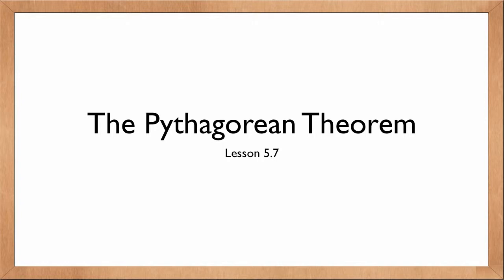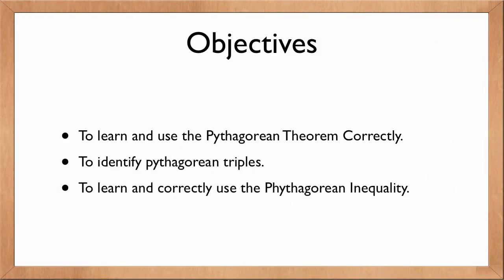In this lesson, we're going to look at the Pythagorean Theorem. This is lesson 5.7 from the text. Our objectives are to learn and use the Pythagorean Theorem correctly, to identify Pythagorean triples, and to learn and correctly use the Pythagorean inequalities.